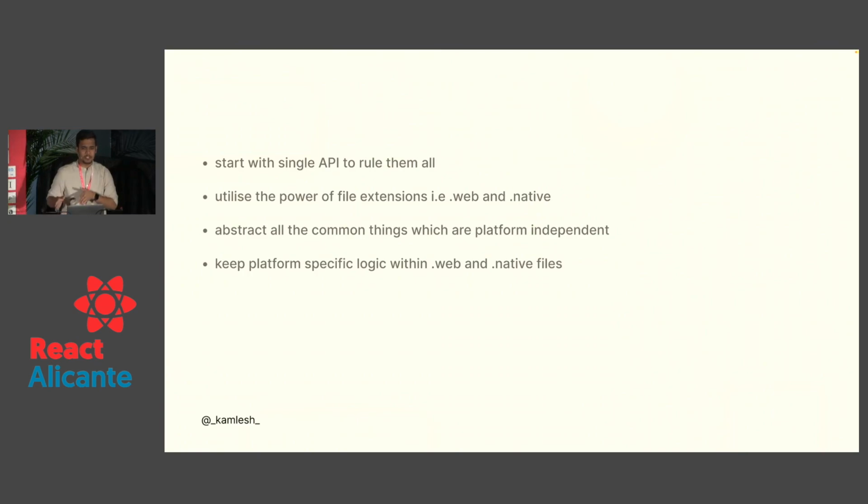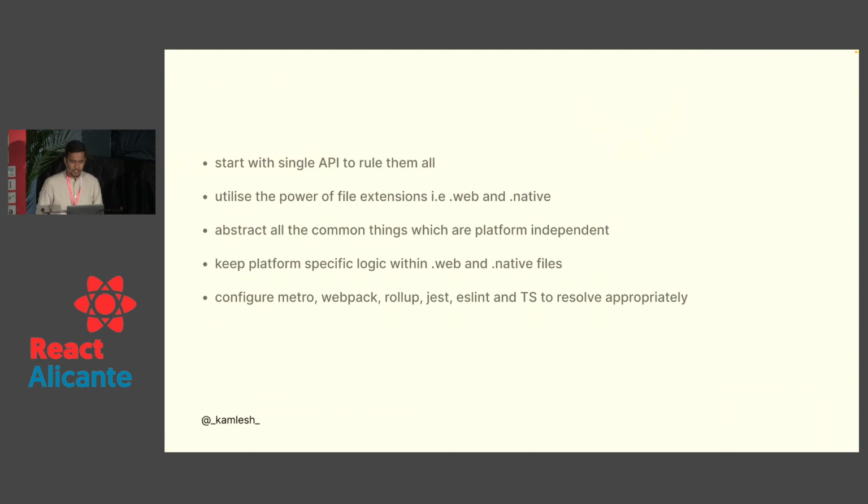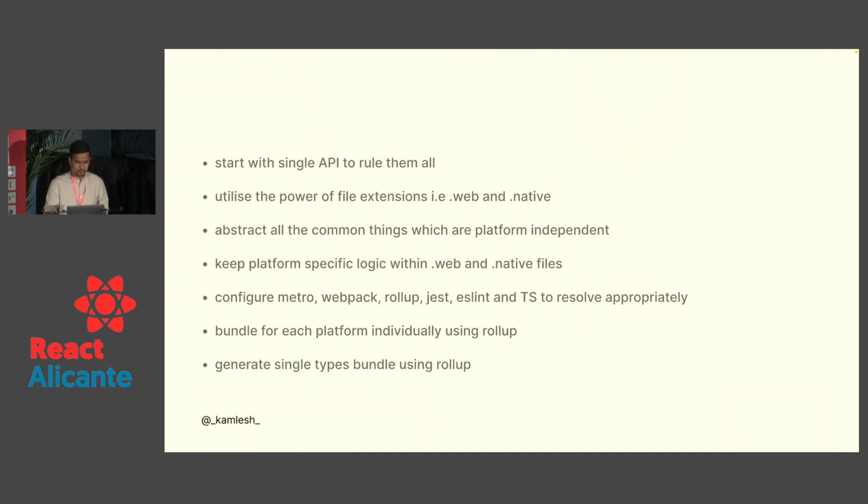Keep the platform specific logic in .web and .native. This helps you put more granular checks into that particular platform. For example, we saw the as prop that shouldn't be used on native, so with that, we can put the platform specific checks. Then we configured all our tools, Metro, Webpack, ESLint, TypeScript, Jest, etc., so that everyone knows how to resolve all these kinds of files. Then we bundled each platform individually using Rollup. And then finally, we generated the single types bundle. The way we bundle our code, we also bundled our types.